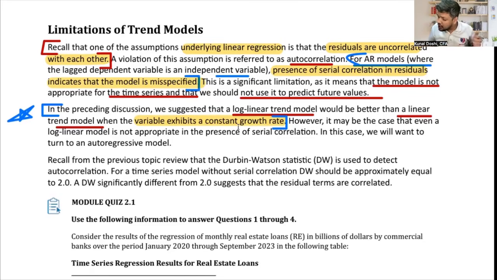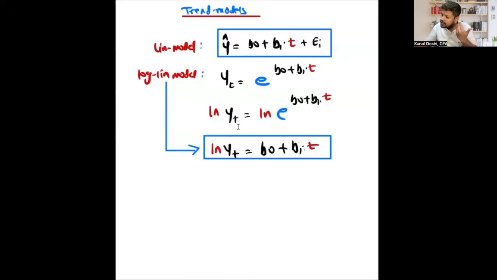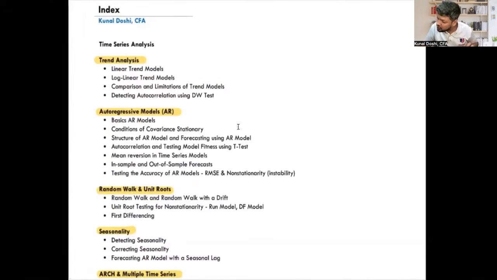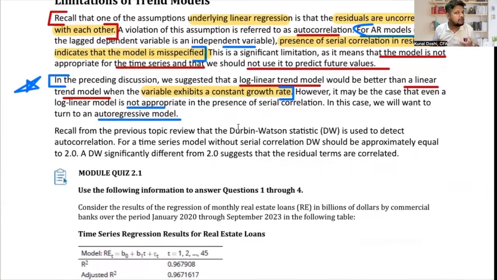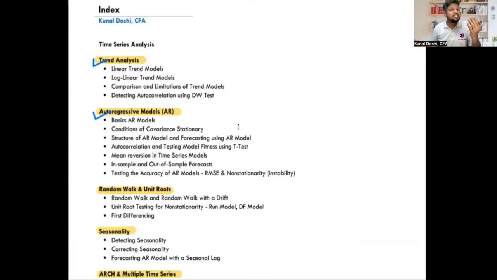It may be the case that even the log linear model is not appropriate in the presence of serial correlation. In this case, we will want to use an autoregressive model. So remember, in the index here, I have told you we are right now using trend models. But whenever there is a problem of autocorrelation, we will use the autoregressive model. Now, if you remember carefully, whenever we had this problem of serial correlation as a violation of the assumption, we used a Durbin-Watson test, DW test, correct? So the DW test was used to detect the violation of autocorrelation.